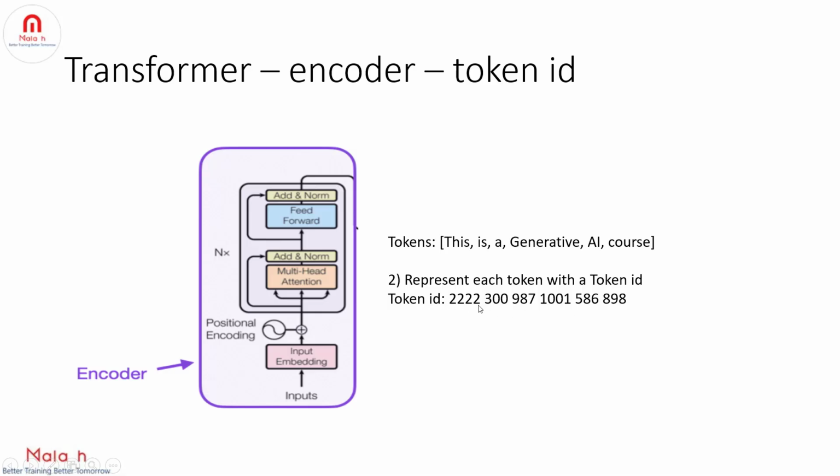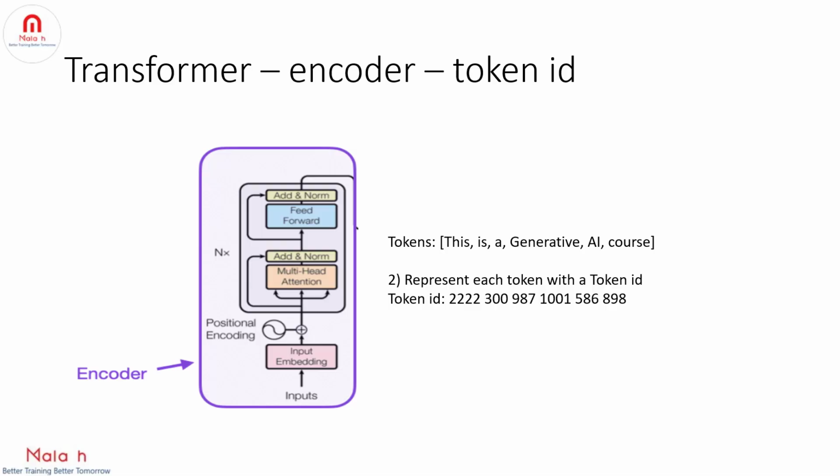So assume these are the positions of the input tokens. This is a generative AI course, right? The token ID can be anything between 1 and 30,522. So just assume the position of the word "this" is 2222, the position of "is" is 300, the position of "a" is 987, the position of the word "generative" is 1001, the position of the word "AI" is 586, and the position of the token "course" is 898. Okay, so that is how we represented each token with a token ID.